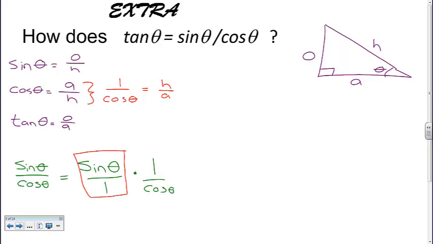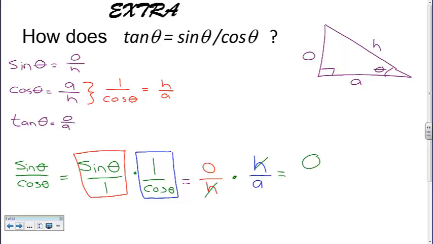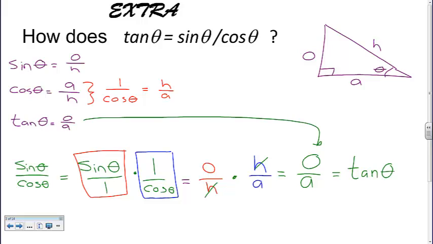And now another way to look at this is we know that sine of theta is equal to the opposite over the hypotenuse. We also know that 1 over cosine theta is equal to the hypotenuse over the adjacent. So with a little bit of rewriting, we multiply these two functions together. The h's cancel each other out, and we're left with a ratio of opposite over adjacent. What do you notice? This is also equal to the tangent of theta.